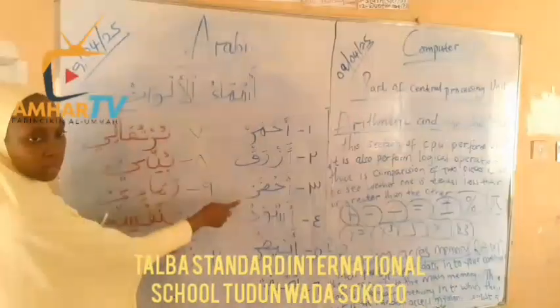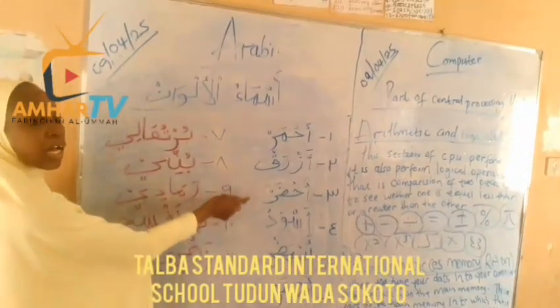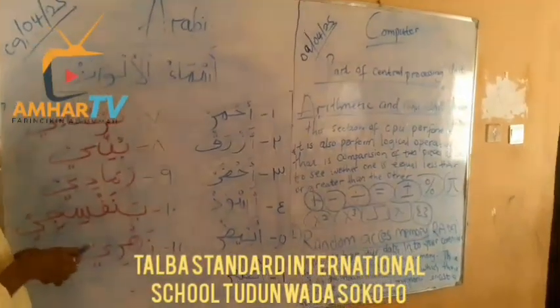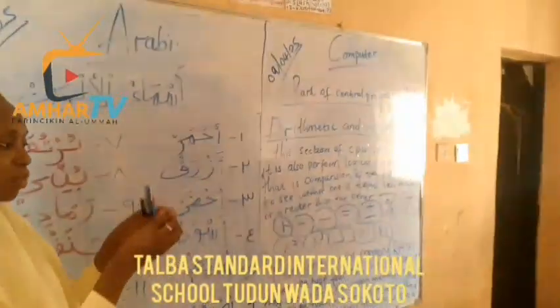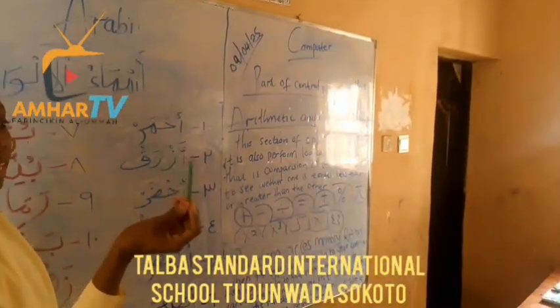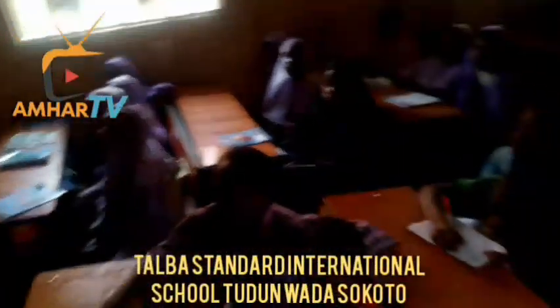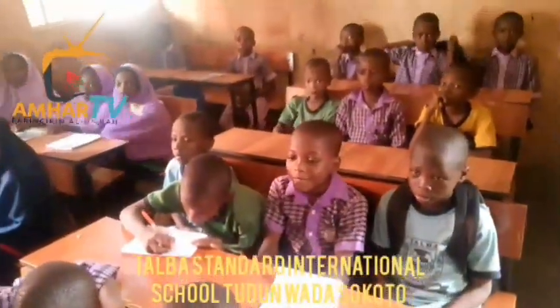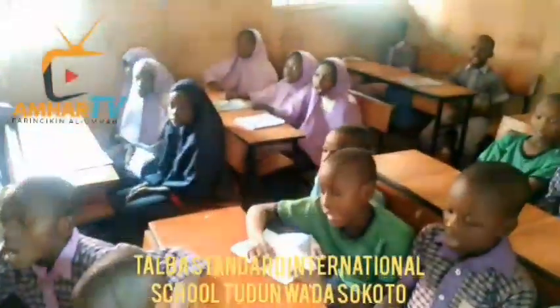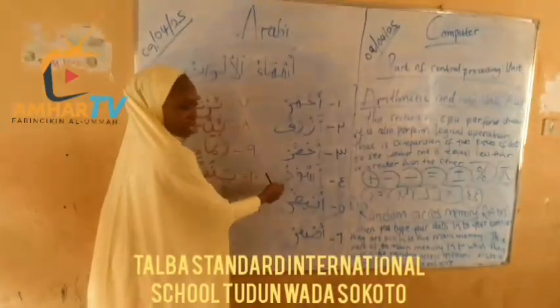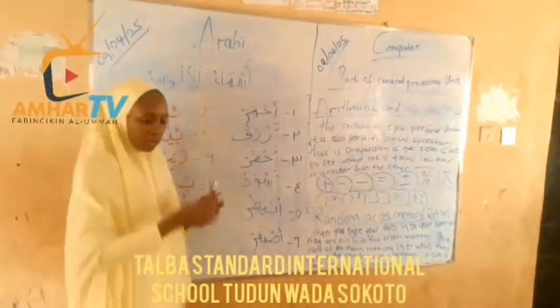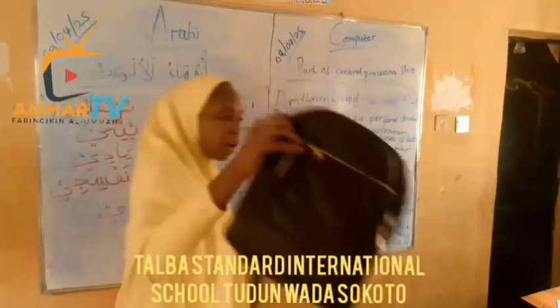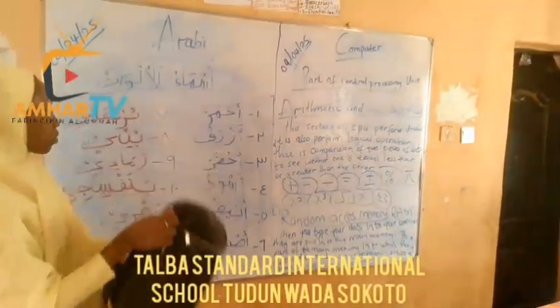Ahdar. Green color. Then, As-wad. Black color. This is a black color.